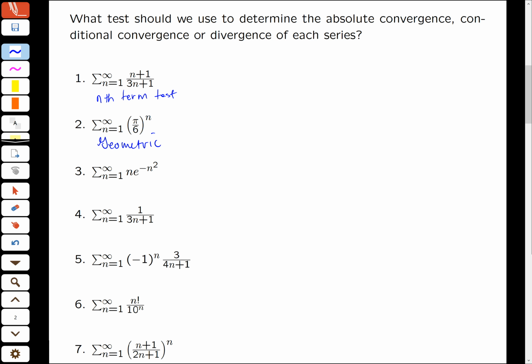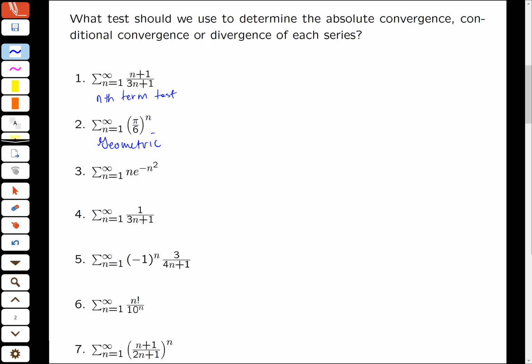Is it a geometric series? No. Is it a P-series? No. I forget what the next one was on the list. Is it telescoping? Is it the difference of 2 fractions? No. Is it an alternating series? No. The negative is an exponent. It's not down in front. It's not minus 1 to the power. So it's not any one of those basic ones.